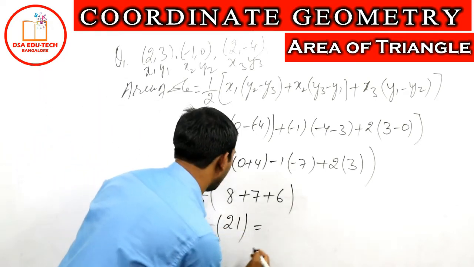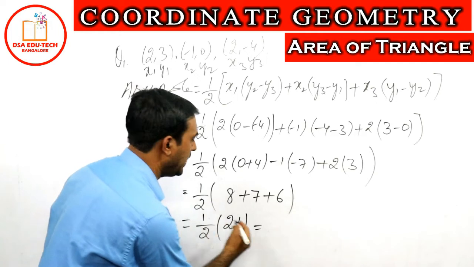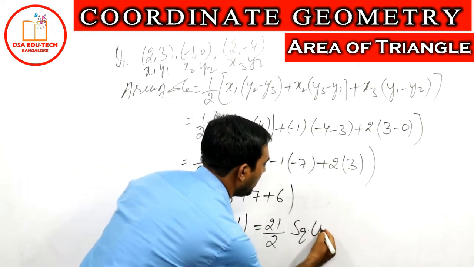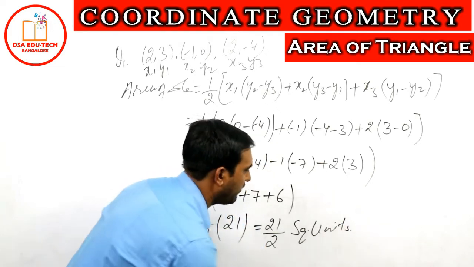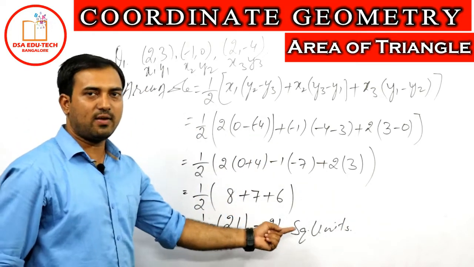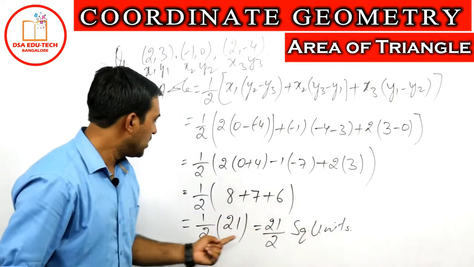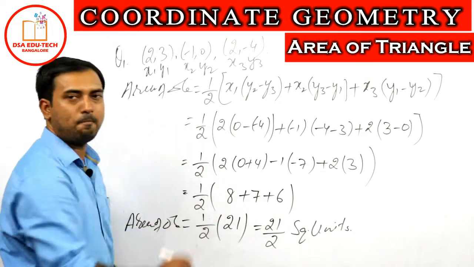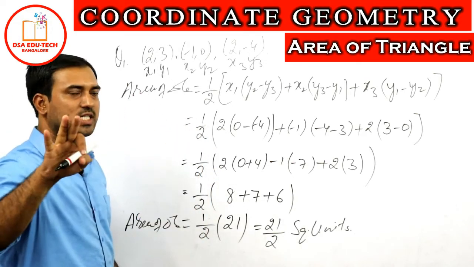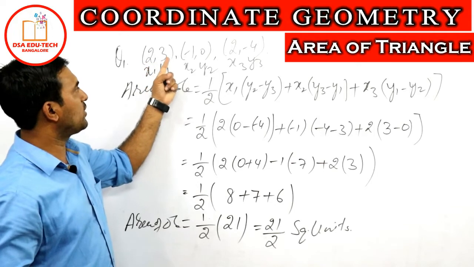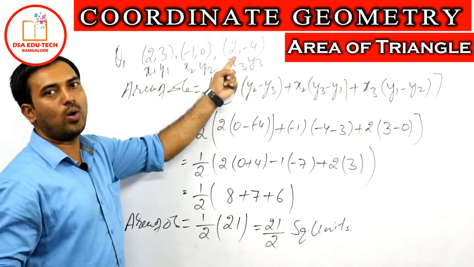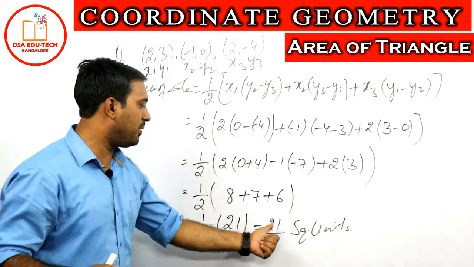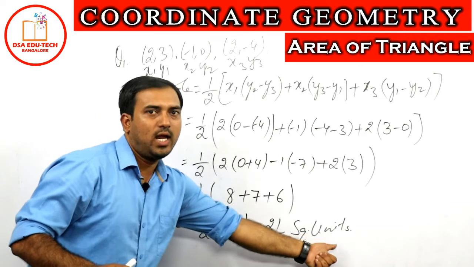I can also write this as 21 into 1 is 21 divided by 2 square unit. Whenever we find the area of a triangle, we write the answer with square unit. So the answer here is: when the three vertices are (2, 3), (minus 1, 0) and (2, minus 4), the area of the triangle will become 21 by 2 square unit.